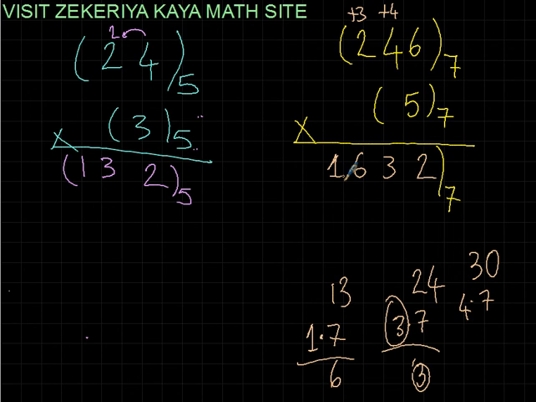Do you understand right now? Is it better right now? And let's close the parentheses for base 7. Okay?